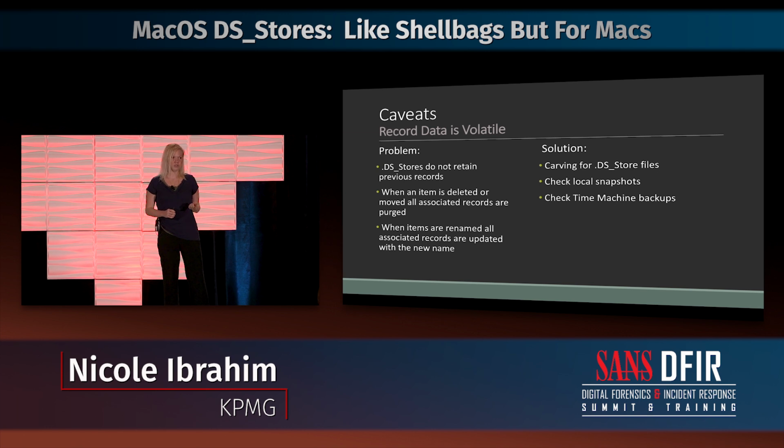But we have solutions for this. We can try to carve for DSStores on the disk. Also, they're backed up in local snapshots, so that's great. And also check Time Machine backups. So we do have some solutions to get some older data back that was purged from the DSStore.